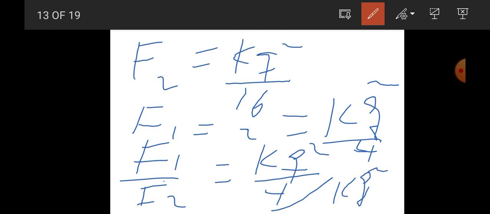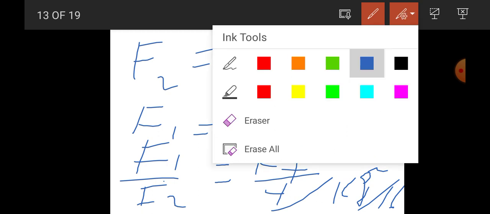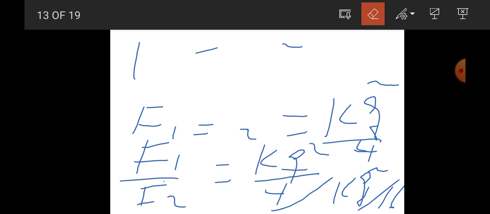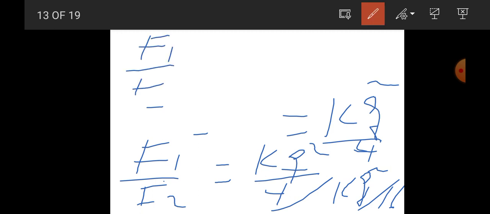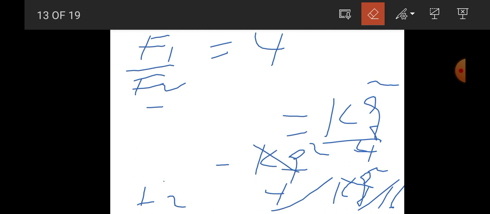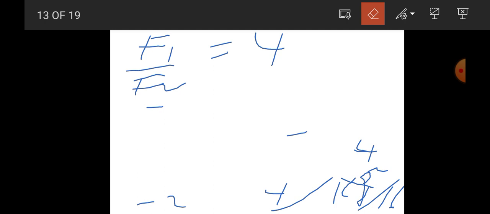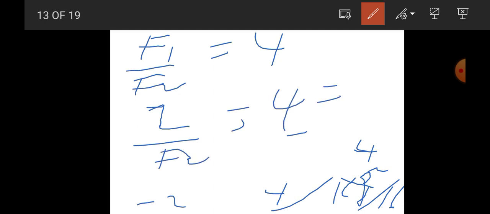F2 is k q square over 16. F1 over F2 is equal to k q square cancelled by k q square, so 16 over 4, which is 4. F1 was 2, so 2 over F2 is equal to 4, then F2 is equal to 2/4, which is 1/2.